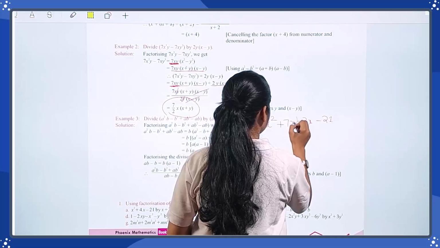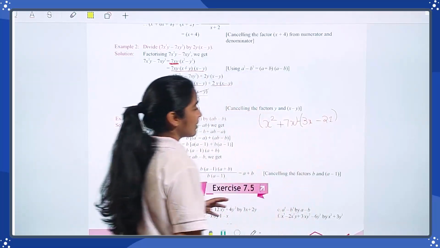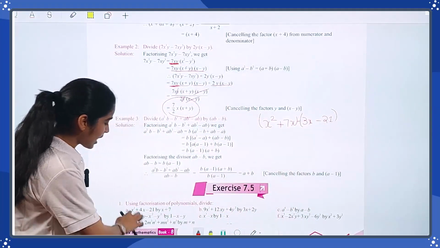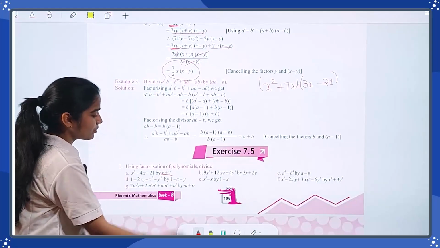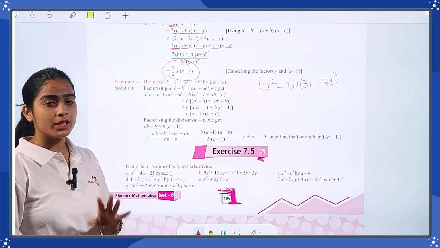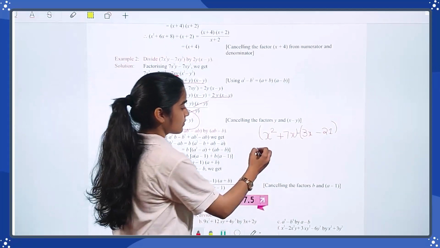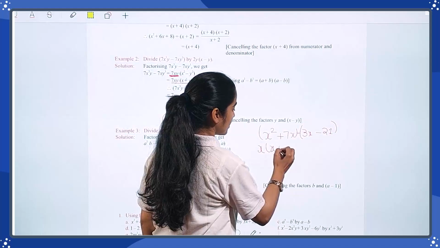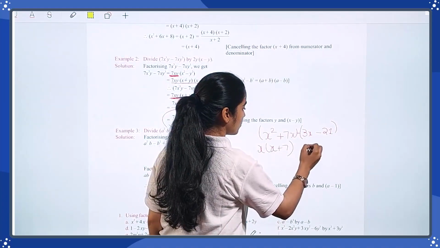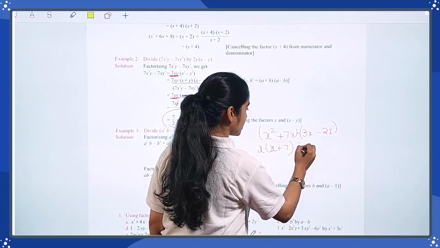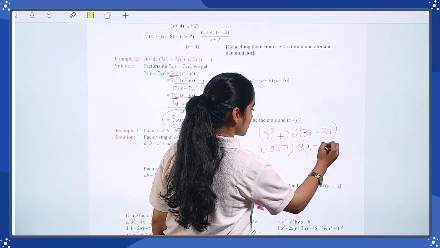Now make pairs of it. Always keep in mind, students, that the number which we have to divide by, at the moment you need a factor of it. That's it, because what we have to do is cancel out. So in this case, we take x outside, x plus 7. In this case, 3 is outside, x minus 7.